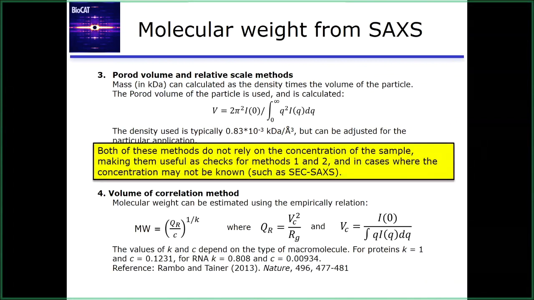So both of these methods do not rely on the concentration of the sample. And that makes them extremely useful as checks for methods 1 and 2. And in the cases where concentration may not be exactly known, like if you've done a SAXS experiment where you're measuring the elution directly from a SEC column, that has some dilution in it. You can measure the UV, but by the time it gets to the SAXS cell, there's a transition time, and that leads to more band broadening. So you don't know exactly the concentration in the SAXS cell. These are usually the methods we use at BioCAT.